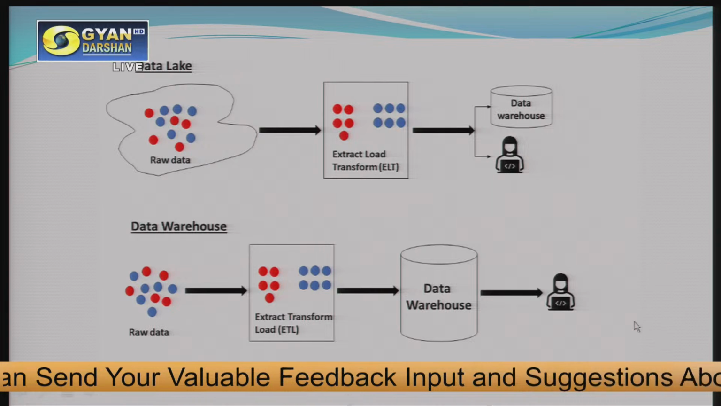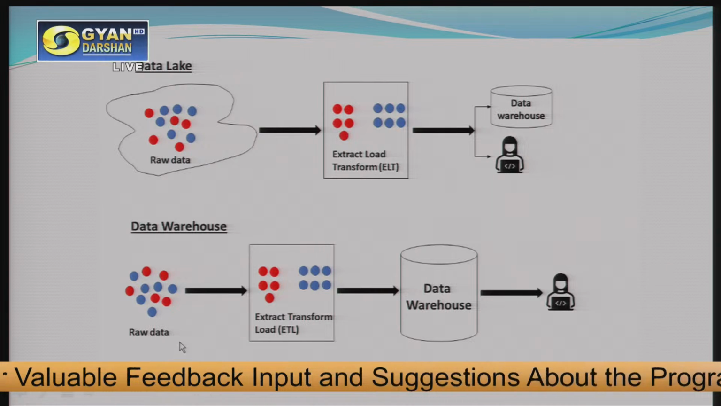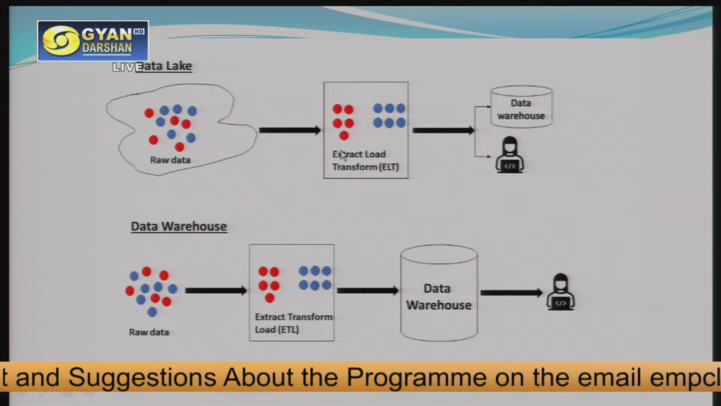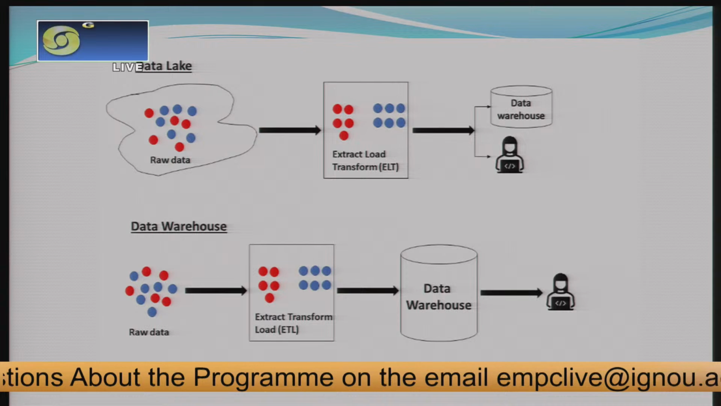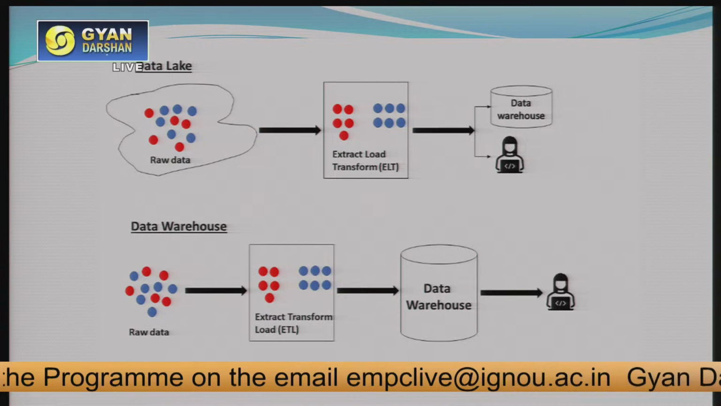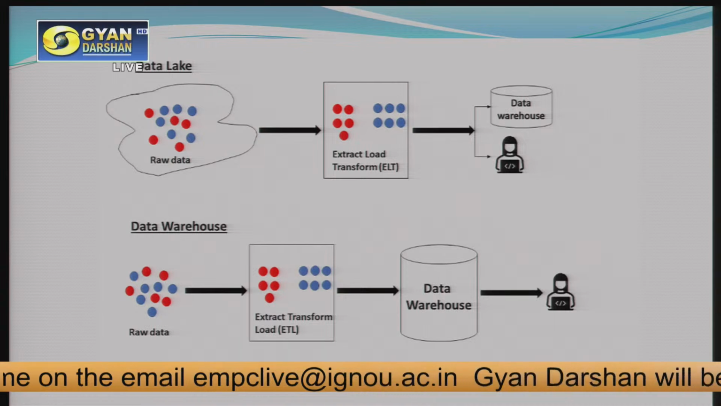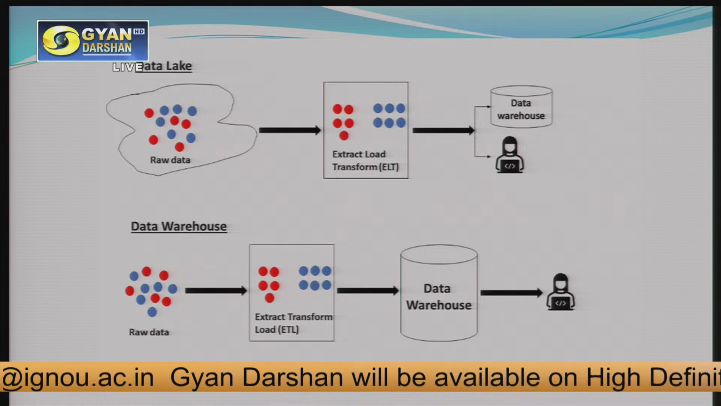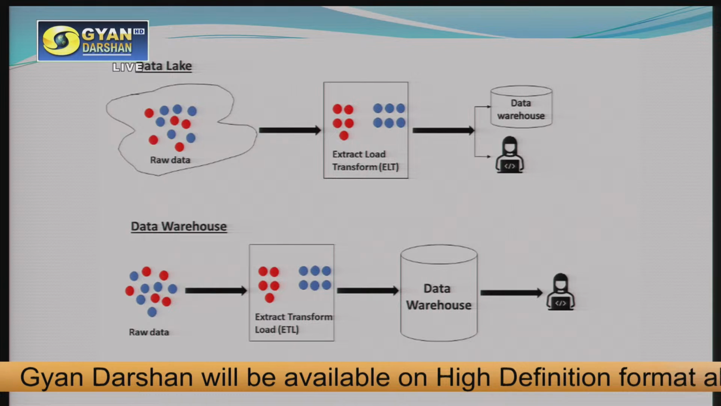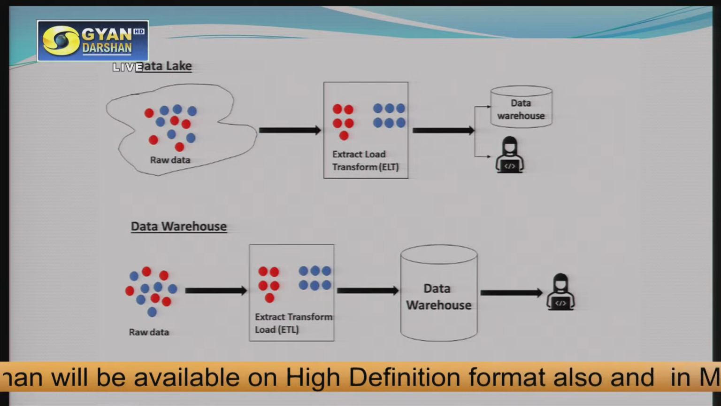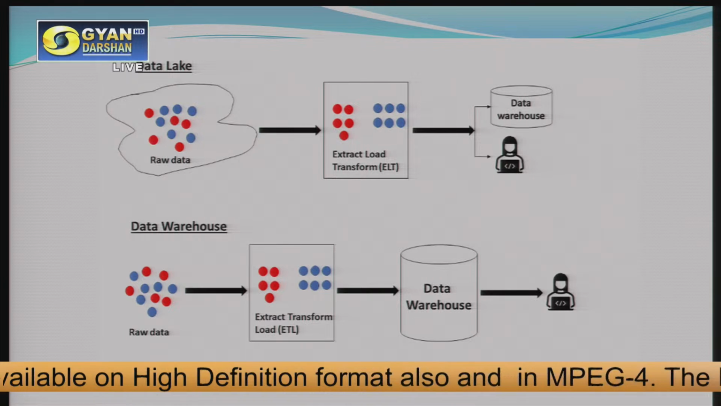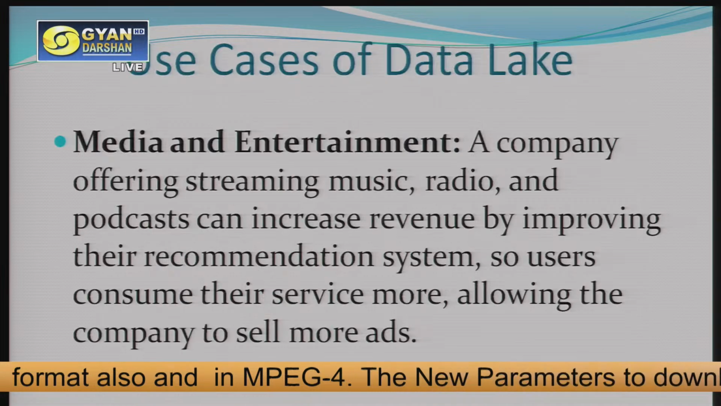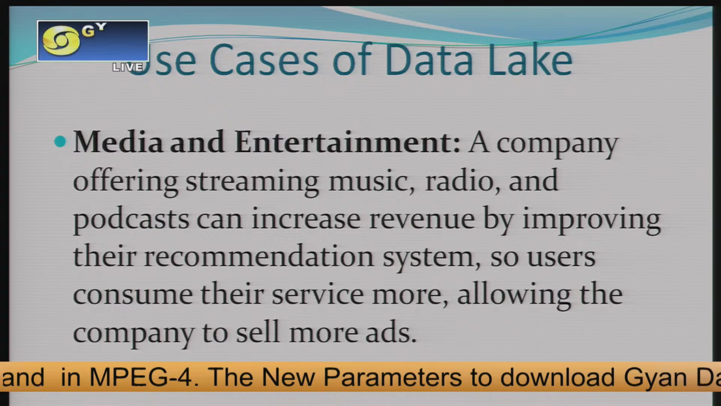So ETL is a transformation technique that we will be following in the data warehouse. While in the data lake, it is only ELT: extract, load, and later on, if at all there is a chance for the transformation, then only it does the transformation. Otherwise, it completely follows the ELT technique. In the data warehouse, it is ETL, and in the data lake, it will be mostly ELT. Let us see some use cases also where this data lake can be used.